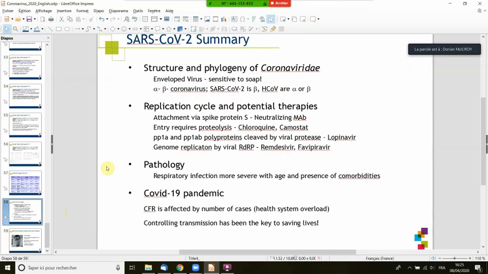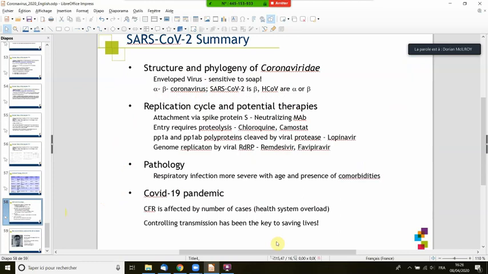Pathology, well, basically you know all of this. And for the current state of the pandemic, the case fatality ratio is affected by the number of cases, and what everybody is trying to avoid is so many sick people arriving at the hospital and intensive care units that they become overloaded, people don't have enough mechanical respirators, and you get a higher case fatality ratio. Because the case fatality ratio we have now, 1.5%, is when everybody gets good clinical care. If everybody can't get good medical care, your case fatality ratio is going to go up. All the 5% of people who are in a critical situation will die. So controlling transmission has been the key to saving lives.